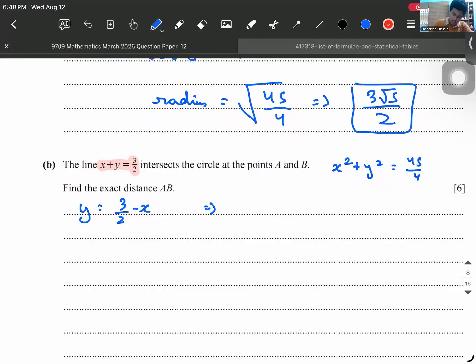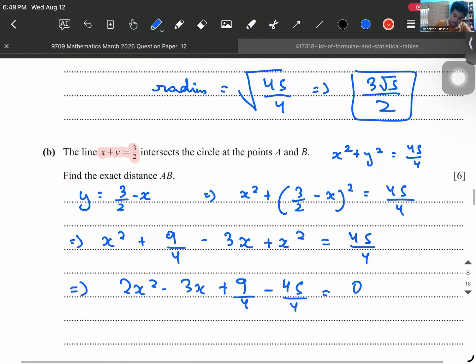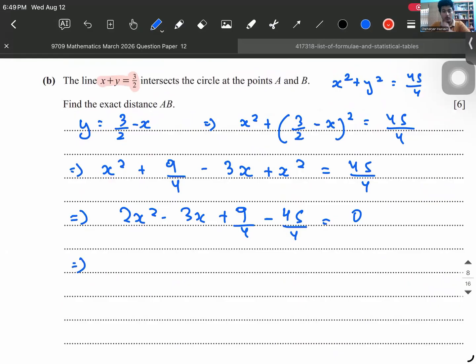So this then turns out to be x square plus 3 upon 2 minus x the whole thing square equals 45 upon 4. Now, opening it further, we get x square plus 3 upon 2 square, which is just 9 upon 4, minus 3 upon 2 into 2, so into x. So this becomes just 3x plus x square equals 45 upon 4, right? So we are getting over here 2x square minus 3x plus 9 upon 4 minus 45 upon 4 equals 0. Solving this further, what do we get?